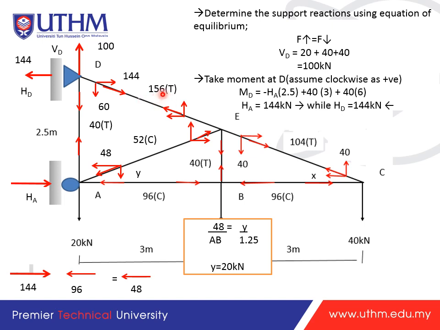So how did we get 156? We already have these values: 60 power of 2 plus 144 power of 2. The square root, we will have 156. The member force is in tension. So we have finished the alternative method. From this, you can find all the member forces of the truss.